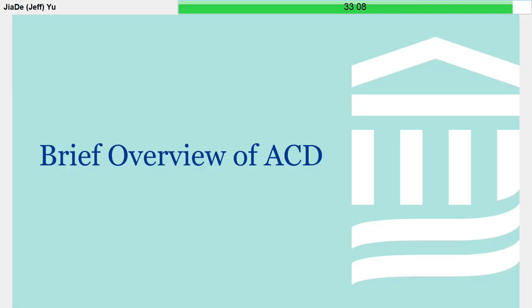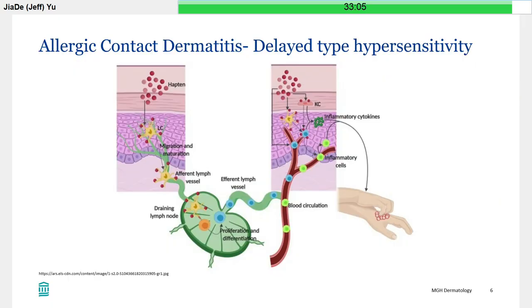So just a brief overview of allergic contact dermatitis. Now, most of you are intimately familiar with this already, but for those of you that are not, allergic contact dermatitis is a delayed type hypersensitivity. What that means is that this is a reaction that doesn't happen immediately, which makes it really hard for patients as well as providers to pinpoint an exact contact because these reactions may happen days or weeks later.